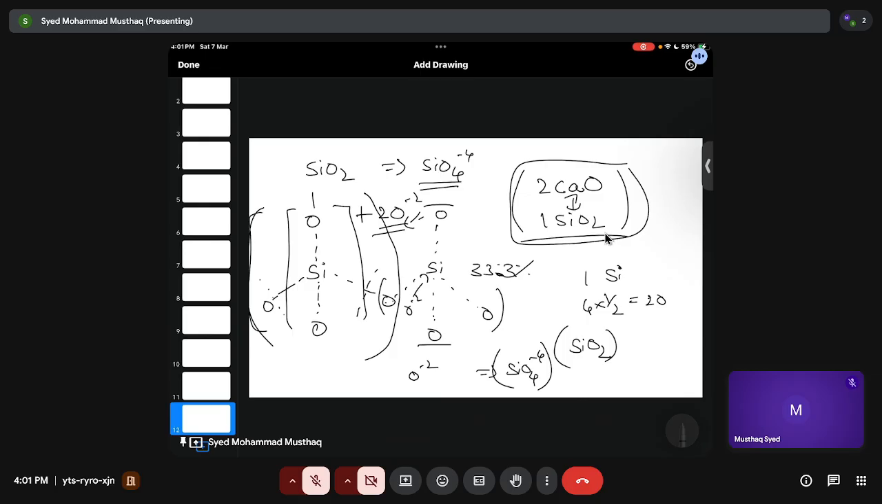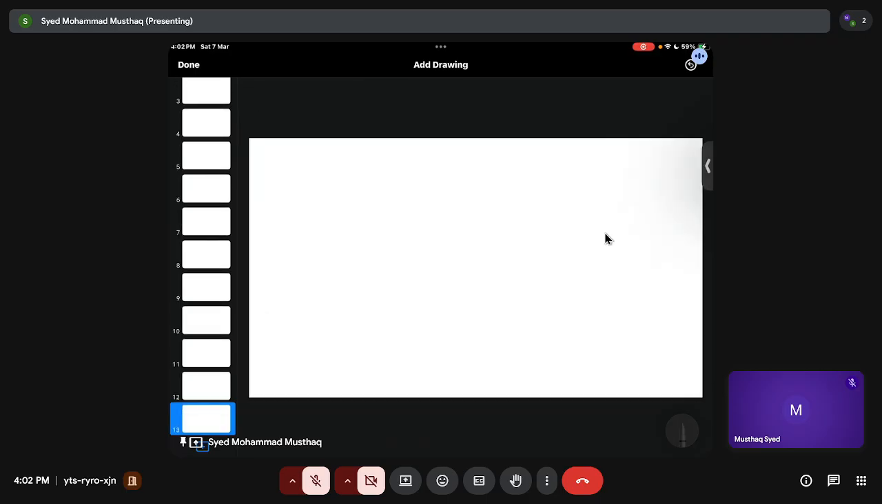Again, effectively, so please keep that in mind. So only 2 moles of oxygen is required. So that's how this happens. For every 1 mole of silica, you need to add 2 moles of calcium oxide. And this theory goes the same for P2O5, phosphorus pentoxide.